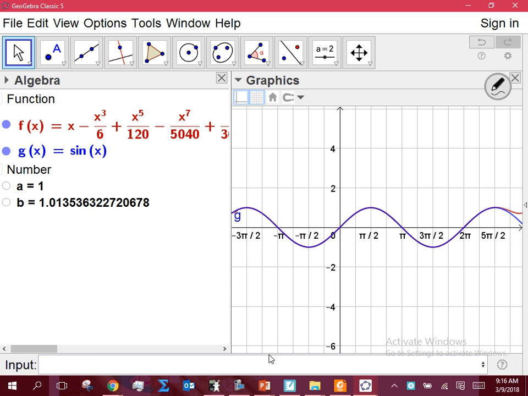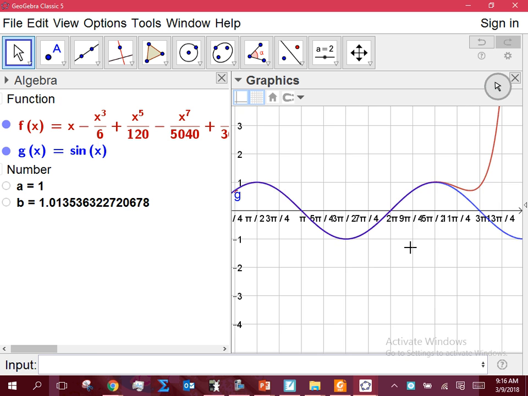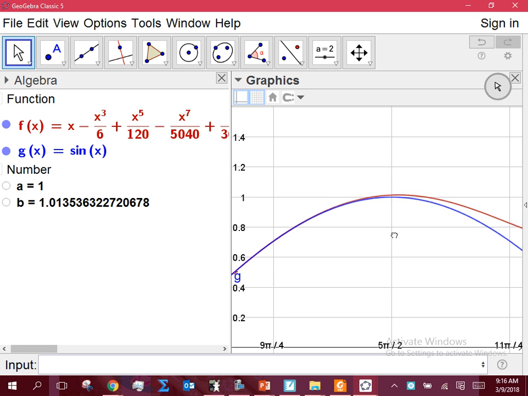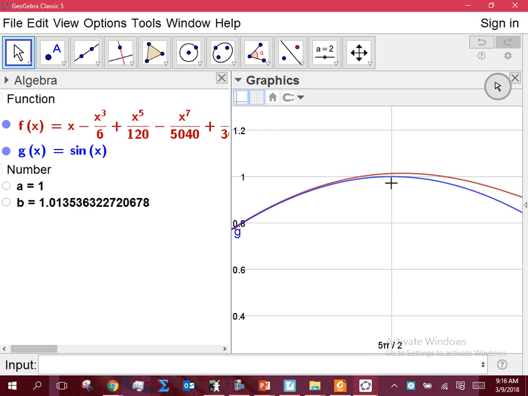Okay. And now we see, that gets me pretty close to 5 pi over 2. But if I zoom in, you see at 5 pi over 2, there's still a gap between those two curves, right? Okay. But is this a much better approximation?